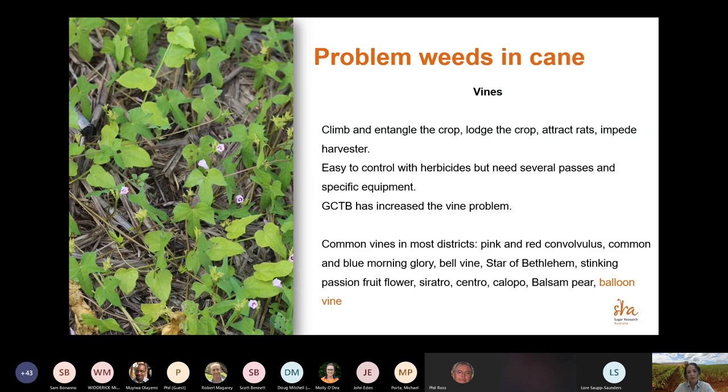So what are the most common vines in most districts? Pink and red convolvulus would be top of the list. The morning glories, bell vines, Star of Bethlehem, stinking passion fruit, Siratro, Centro, calopo and balsam pear may be more northern vines and southern vines. Balloon vine is everywhere. Balloon vine is actually also an environmental weed under the Biosecurity Queensland Act.